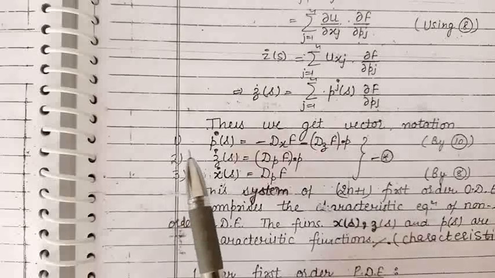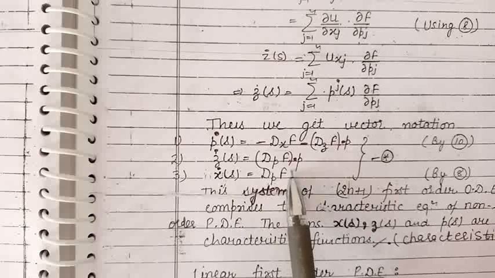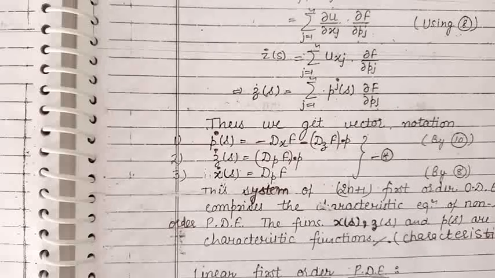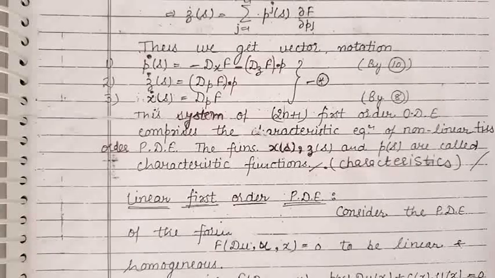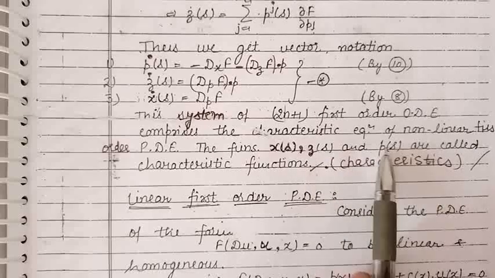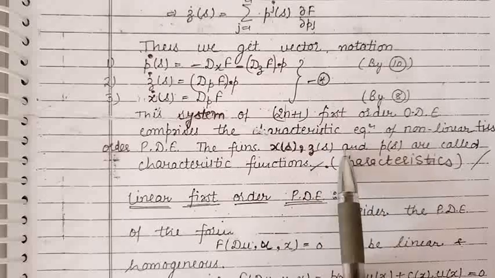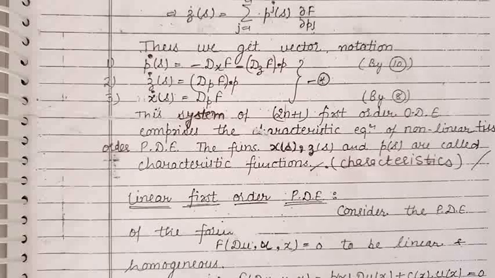Now these equations are 2n plus 1 first order ordinary differential equations. These are characteristic equations for the given non-linear first order partial differential equation, and the functions x, function z, and the function p, which are the functions of parameter s. These three functions are called characteristics. So this completes the characteristic method to solve the given first order non-linear partial differential equation.